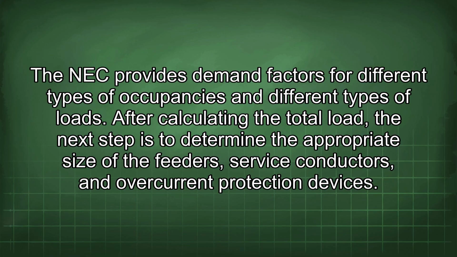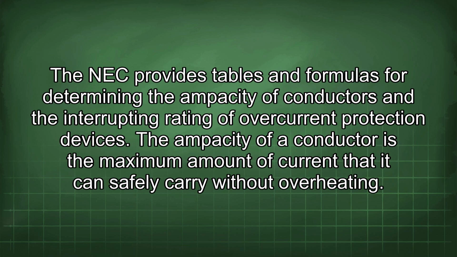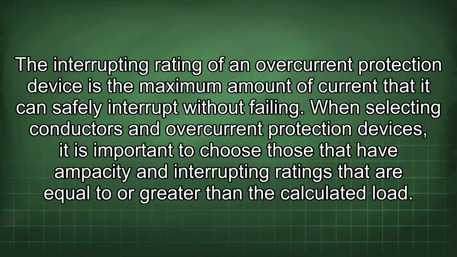After calculating the total load, the next step is to determine the appropriate size of the feeders, service conductors, and overcurrent protection devices. The NEC provides tables and formulas for determining the ampacity of conductors and the interrupting rating of overcurrent protection devices. The ampacity of a conductor is the maximum amount of current that it can safely carry without overheating. The interrupting rating of an overcurrent protection device is the maximum amount of current that it can safely interrupt without failing. When selecting conductors and overcurrent protection devices, it is important to choose those that have ampacity and interrupting ratings that are equal to or greater than the calculated load.